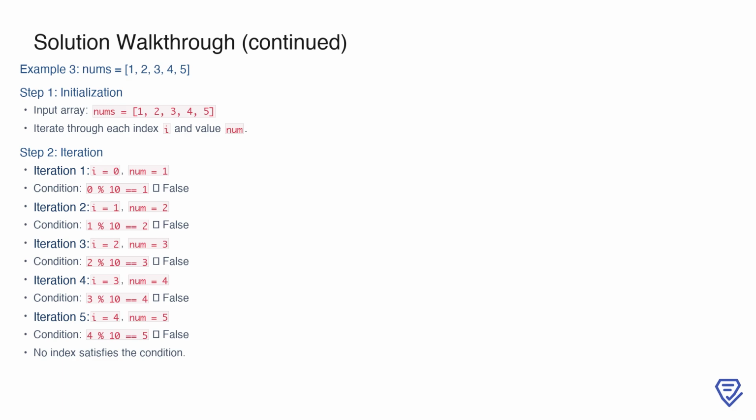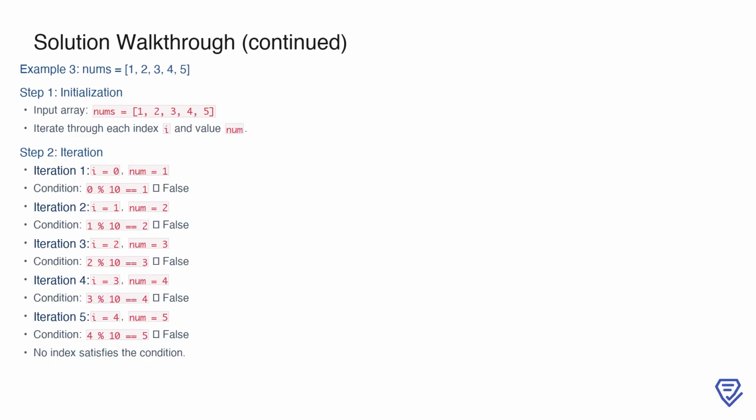In the first iteration, i is 0, and number is 1. The condition 0 % 10 equals 1 evaluates to false. In the second iteration, i is 1, and number is 2. Again, the condition 1 % 10 equals 2 is false.